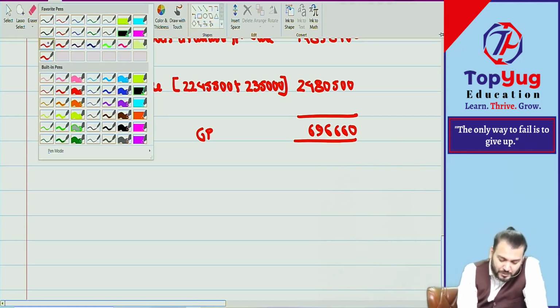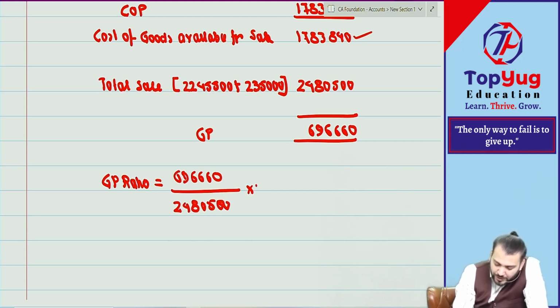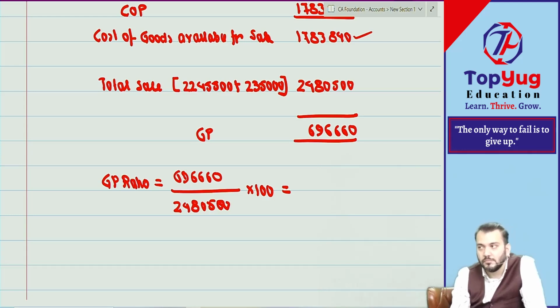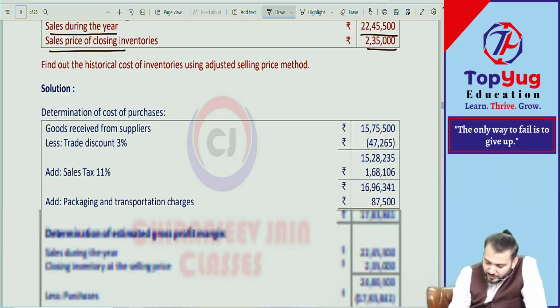Okay. Now GP ratio is what? 6,96,660 divided by what? 24,80,500 into 100. How much? 28.08%. Check, our answer is correct, na?